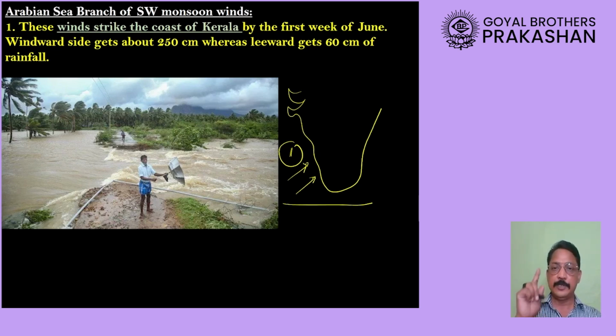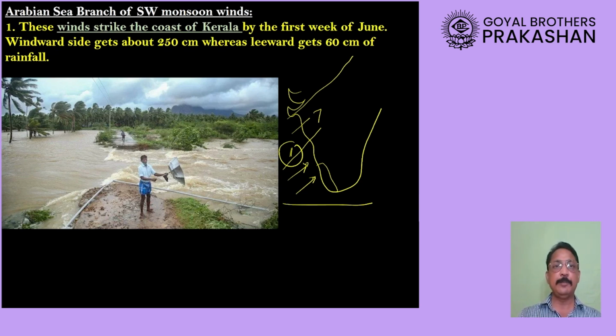The first characteristic: they arrive in India in the month of June, and Kerala is the first state that receives the rainfall. They arrive in Kerala on 1st June. As time passes, in Maharashtra they arrive by 7th June, and by 15th June they reach Delhi. So you will realize that they don't arrive in India at the same time.